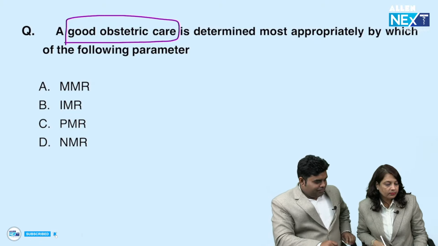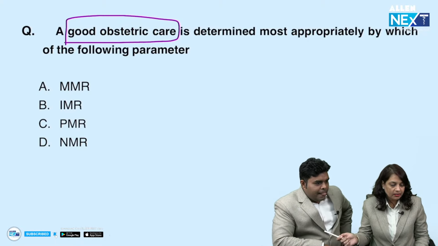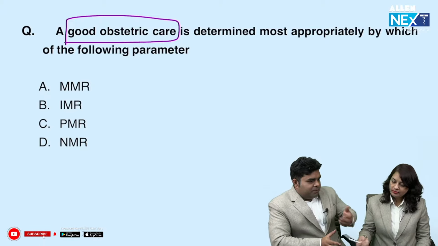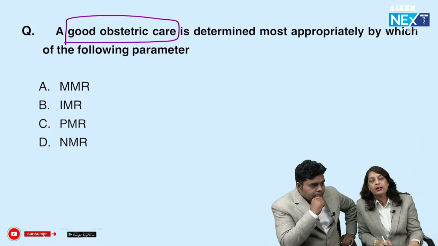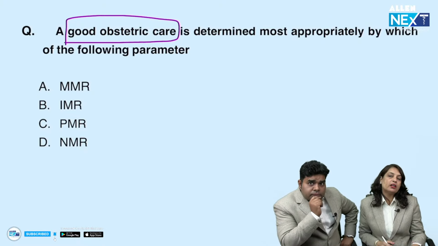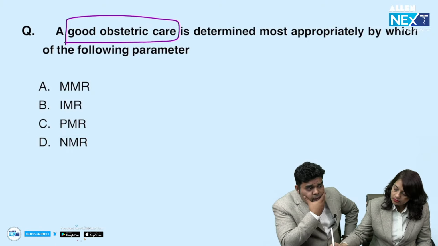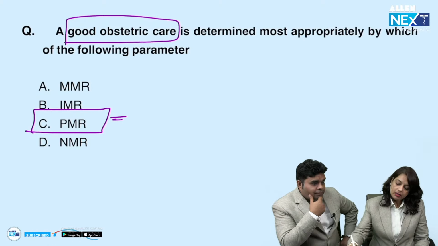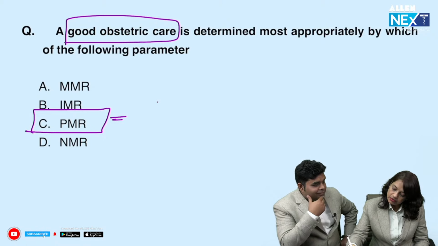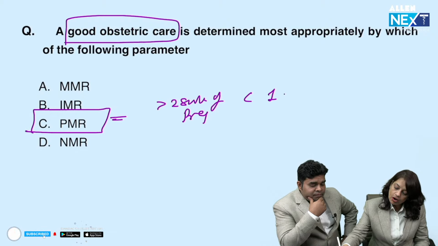What is the answer? Yes, ma'am, please continue. So, according to me, good obstetric care does not mean maternal mortality rate. Good obstetric care here means perinatal mortality. What does it mean? It means the fetal death after 28 weeks of pregnancy up to 1 week of delivery.